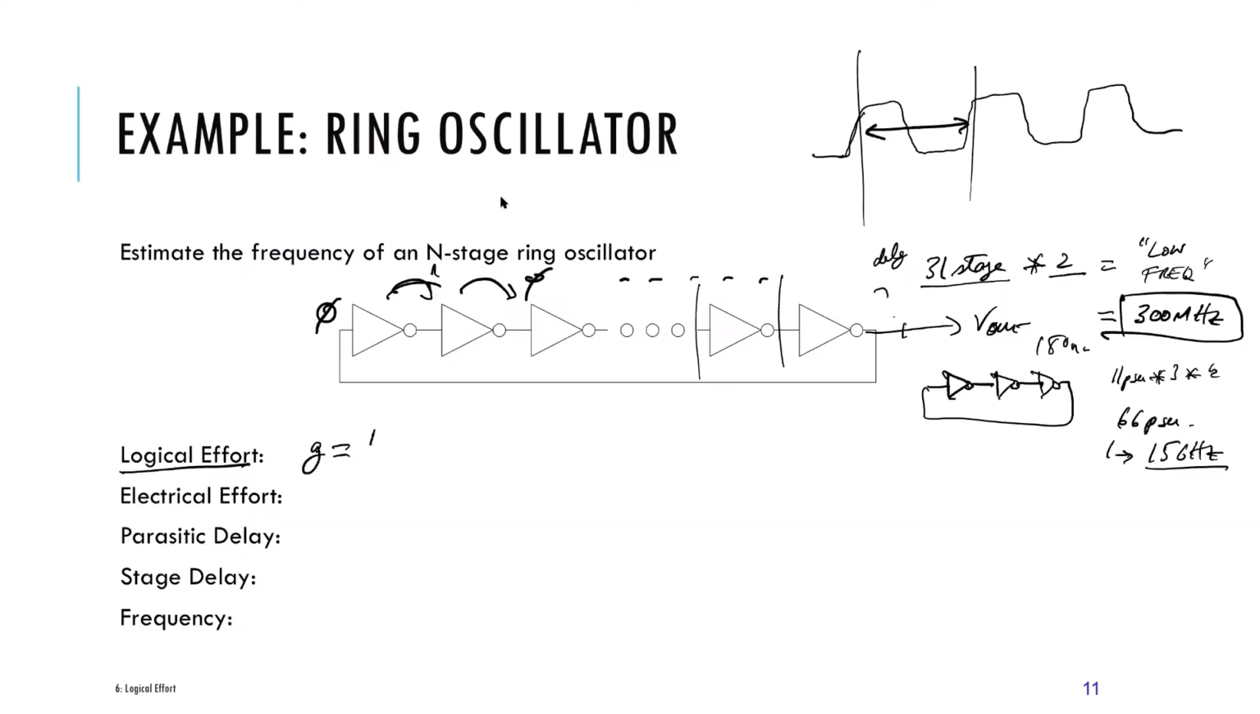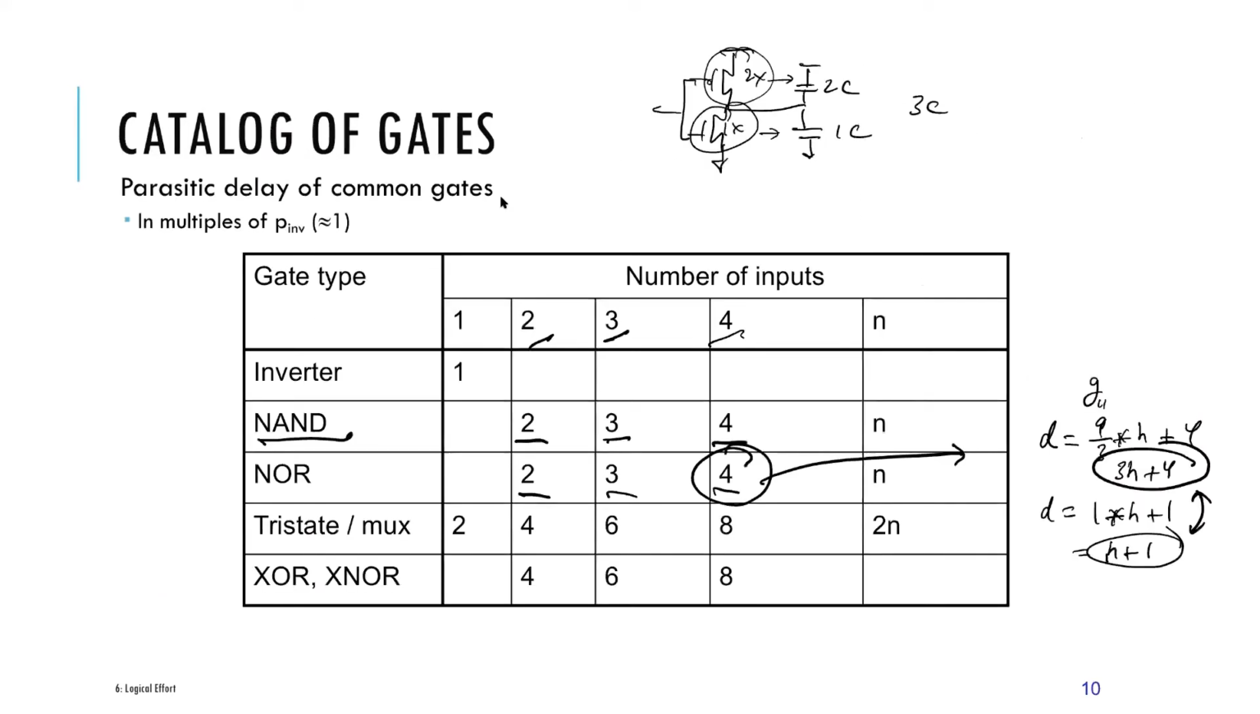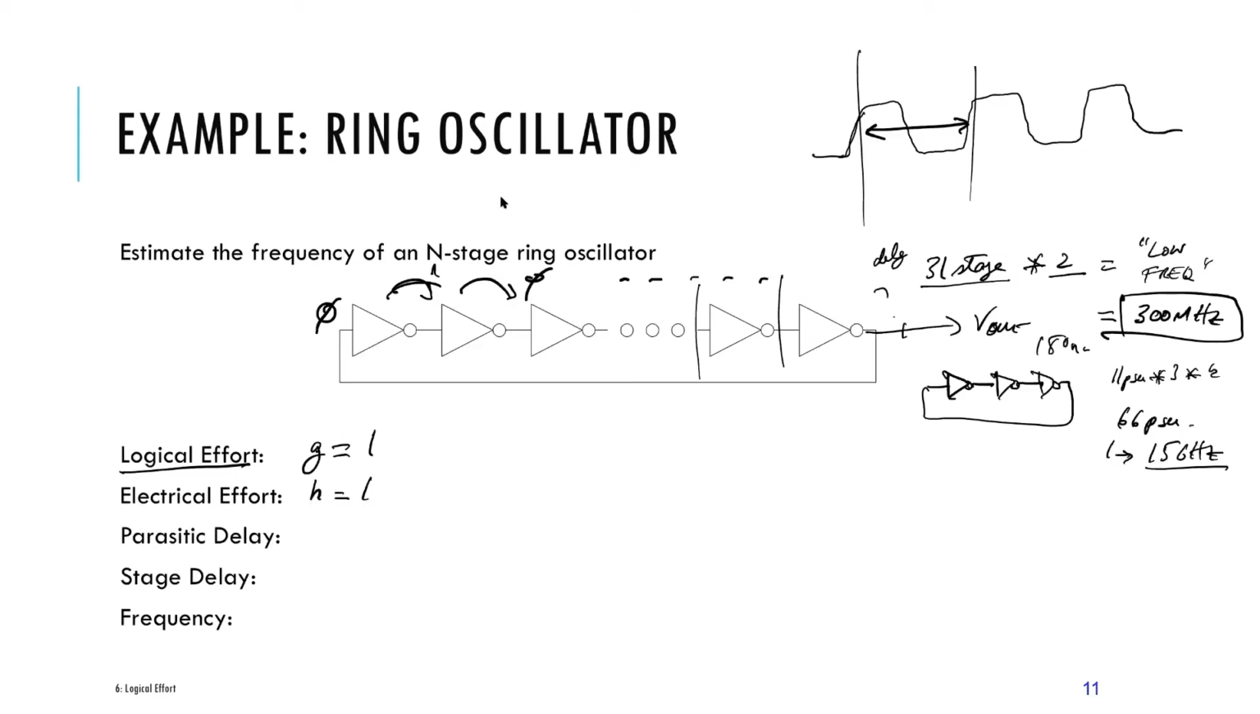Okay, so G is 1. The electrical effort is H, or the fan out. In this case, each inverter is just driving one inverter, another inverter like itself. So H is equal to 1 as well. Now the parasitic delay, again, it's an inverter. We look back at the parasitic delay, and that ends up being a 1.